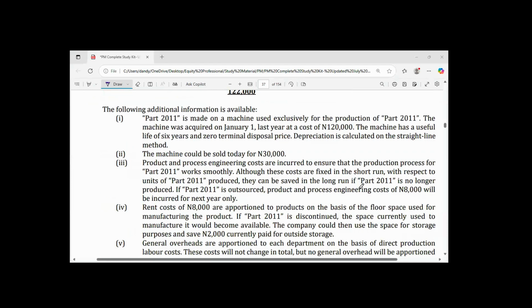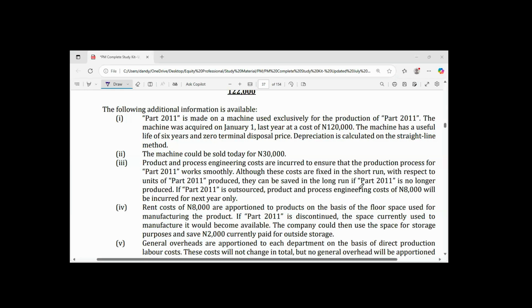1. Part 2011 is made on a machine used exclusively for the production of Part 2011. The machine was acquired on January 1st last year at a cost of 120,000. The machine has a useful life of 6 years and zero terminal disposal price. Depreciation is calculated on a straight line method. 2. The machine could be sold today for 30,000 naira.